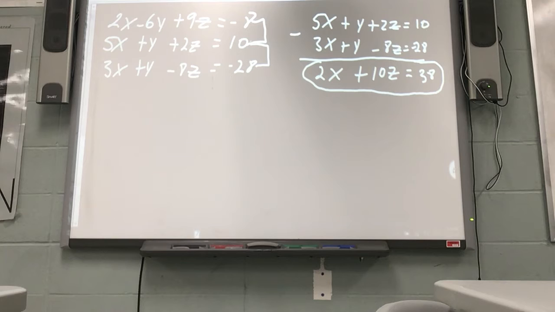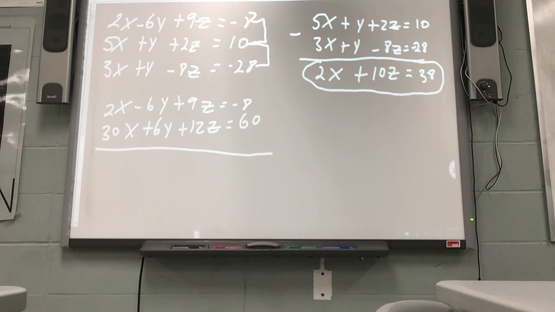Now, I've got to get rid of the y again. Whatever you got rid of the first time, you've got to get rid of the second time. So this first one's got a 6y, so I'm just going to keep it like it is. Now, what am I going to multiply the second equation by to get a 6y? 6, good. So we multiply all of it by 6. So 6 times 5x makes a 30x plus 6y. 6 times 2z makes a 12z. And 6 times 10 makes 60.